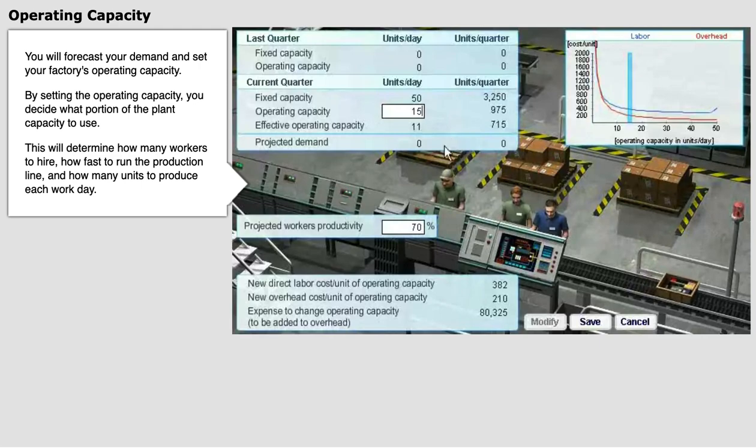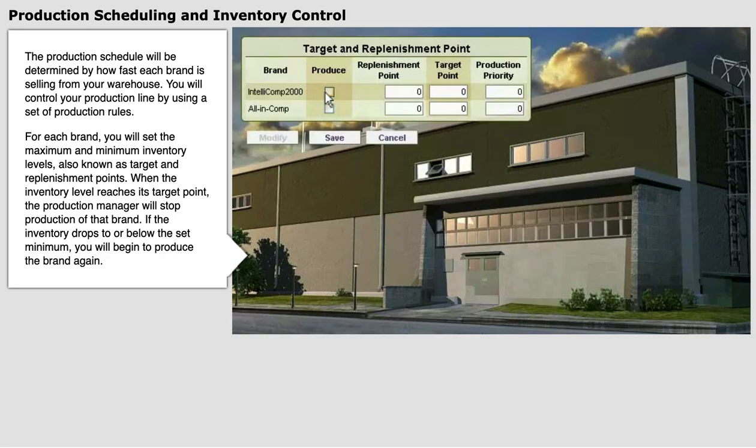By setting the operating capacity, you decide what portion of the plant capacity to use. This will determine how many workers to hire, how fast to run the production line, and how many units to produce each workday. The production schedule will be determined by how fast each brand is selling from your warehouse. You will control your production line by using a set of production rules.